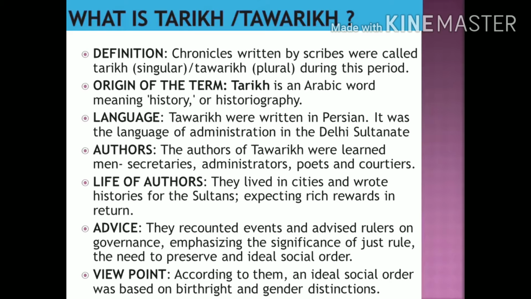For example, how can the ruler preserve the social order in the society? So, the authors of Tawarikh had their own viewpoint, and they felt that birthright and gender distinctions have their own importance in society. That means, according to them, male and female could not be put on an equal footing, and there are certain people who get rights by birth because they are born in an important family. So they wanted to preserve that birthright, and they wanted to preserve gender distinctions as well.